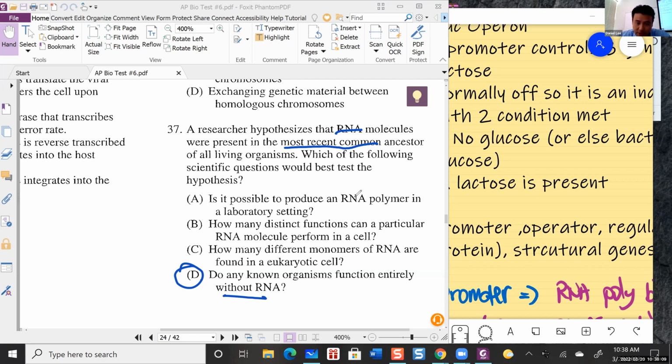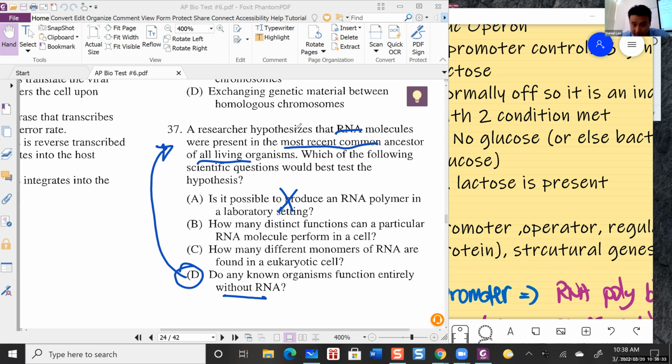Okay, is it possible to produce an RNA polymer? No. How many? So you have to talk about the evolution, yeah? So A is not to do with the evolution. How many distinct functions can a particular RNA have? How many different monomers of RNA? Do any organisms function entirely without? Yeah, this is the only relevant one. These kinds of questions you have to just gauge a little bit.